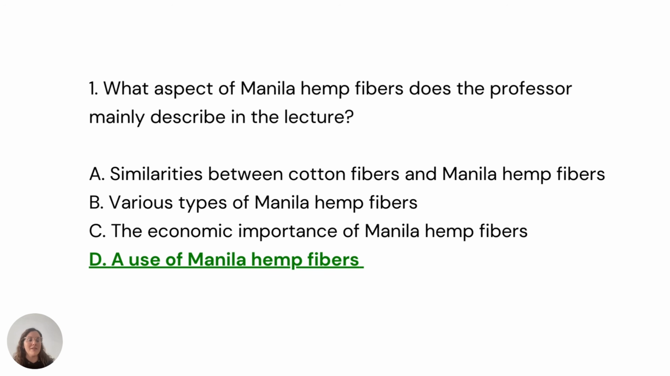So if you know that Manila hemp is the main idea, but that's all you know, that's not really going to help you narrow this down. So now let's talk about what the differences are between these 4 answer choices. The first one mentions cotton fibers. The second one, choice B, mentions the various types of Manila hemp. The third one, choice C, mentions the economic importance of Manila hemp. The last one, the correct one, D, mentions the use of Manila hemp. So really, that's the choice you're making. You're choosing between cotton fibers, various types, economic importance, and the use. And that can help you narrow it down a lot quicker and with more confidence.